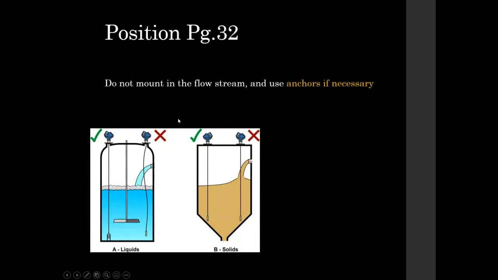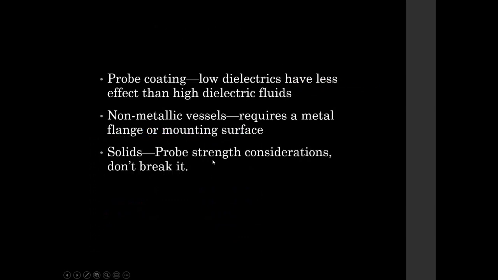Okay, position, again, pretty logical and straightforward in terms of things that we have to consider here. This diagram says don't mount it in a flow stream. And if you have to mount it in some type of turbulent application, you're going to want to anchor it. We spend a little bit of time talking about anchoring here. So obviously, having this thing dangling around in here and having this mixer spinning is going to be problematic for a number of different reasons, right? It's going to be whipping around, and more than likely it's going to get tangled up in here. So anchor it in a situation like this. Similarly in here, you don't want it to be in an area where it can get damaged or bounced around too much.